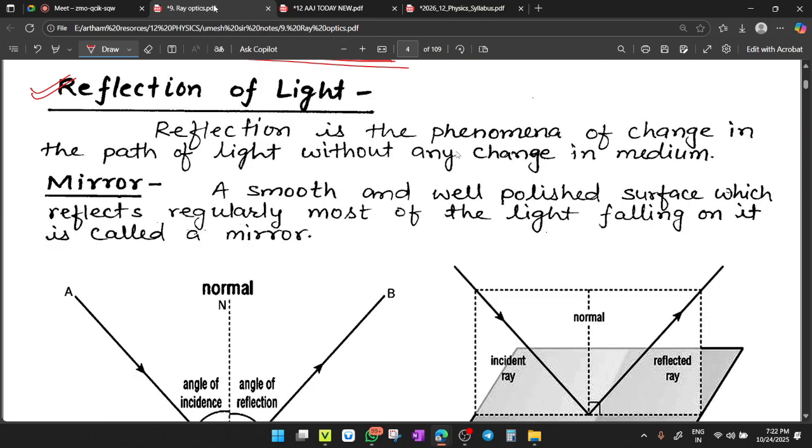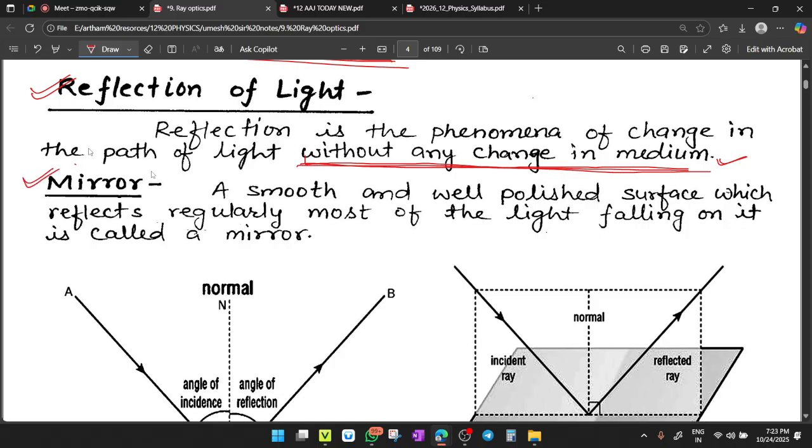Everyone knows reflection is the phenomenon of change of the path of light without change in medium, or bouncing back of the light in the same medium is called reflection. When light bounces back into the same medium, this optical phenomenon is called reflection. The important thing is that there is no change in medium. Remember, this line is very important. In reflection, the medium will be the same. And if the medium is changed, then it is said to be refraction.